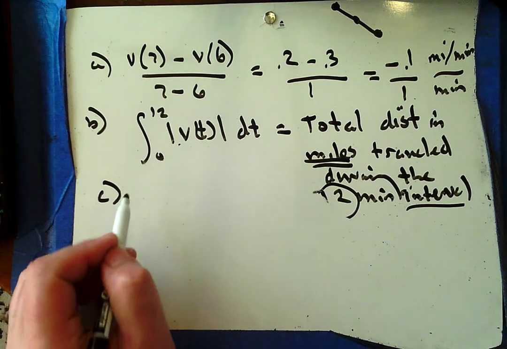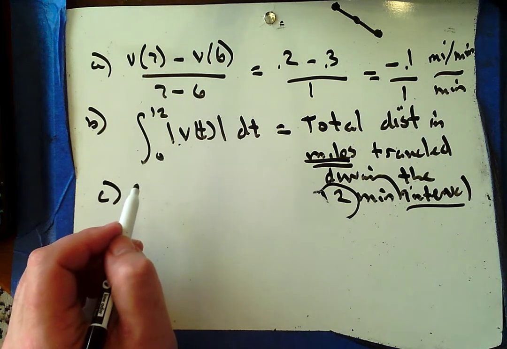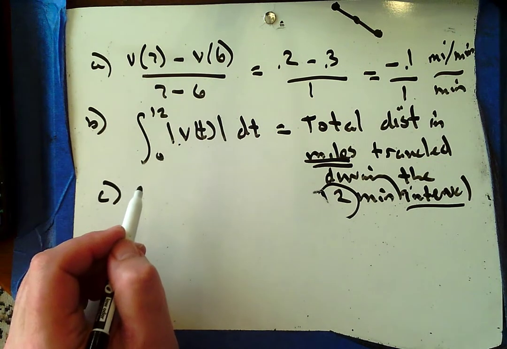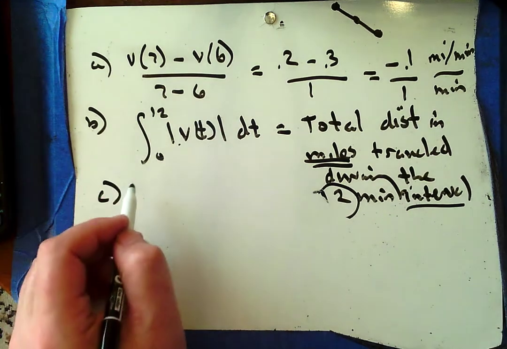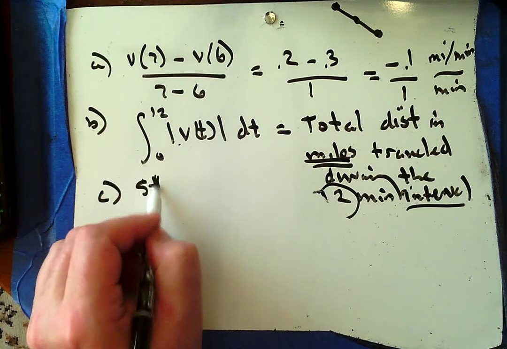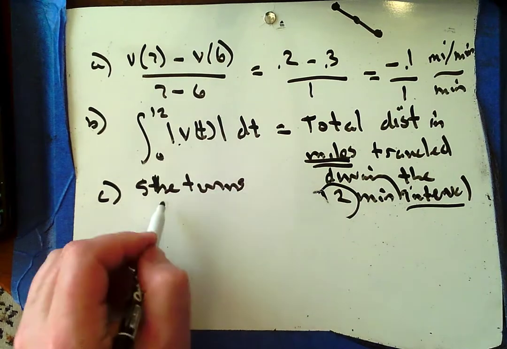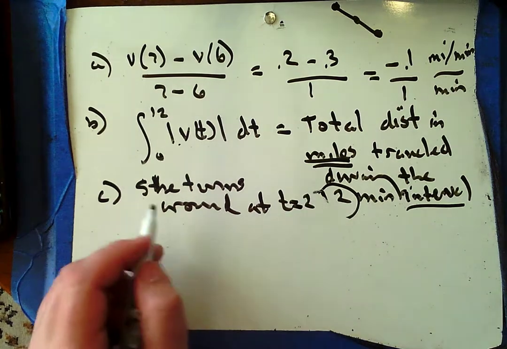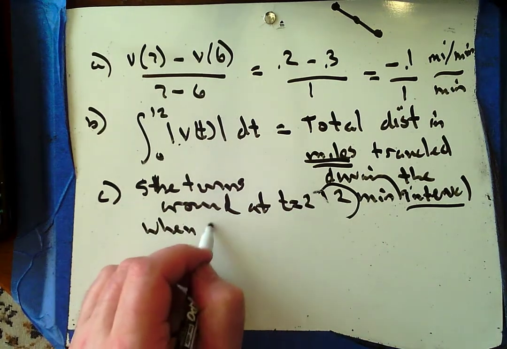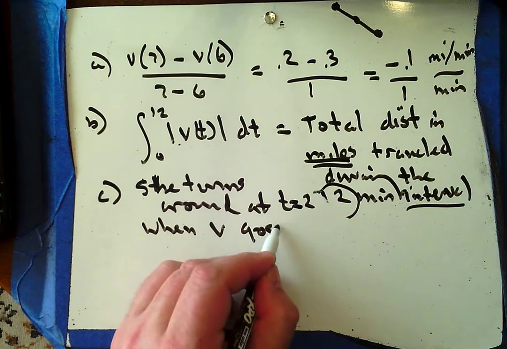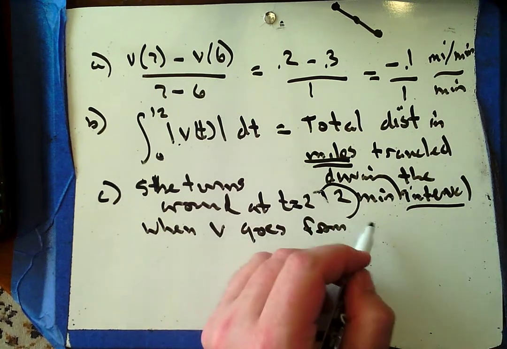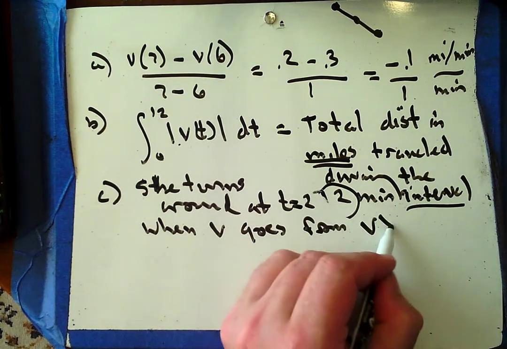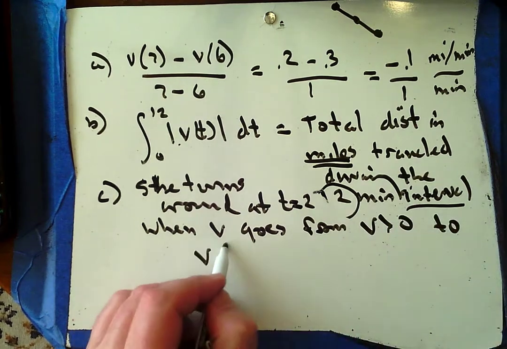Okay, part C says, shortly after leaving home, she realizes she left her calculus homework at home. She returns to get it. At what time does she turn around to go back home? Oh, she turns around at t equals 2 when velocity goes from v greater than 0 to v less than 0.